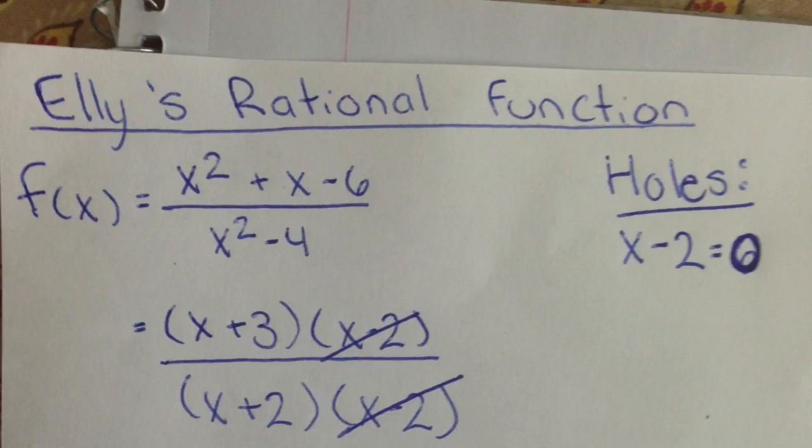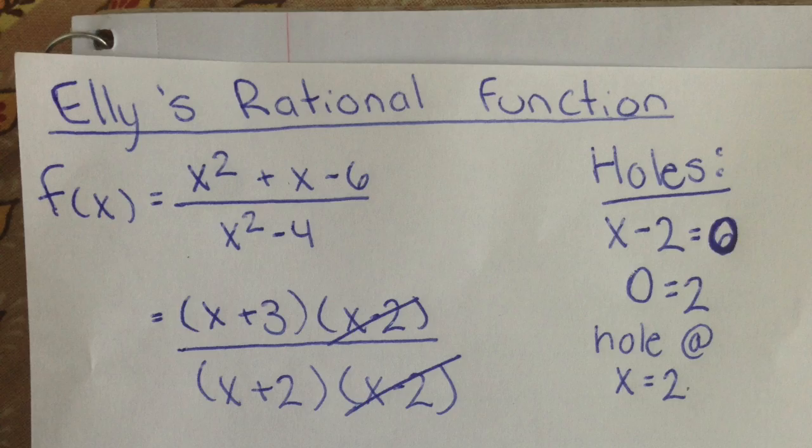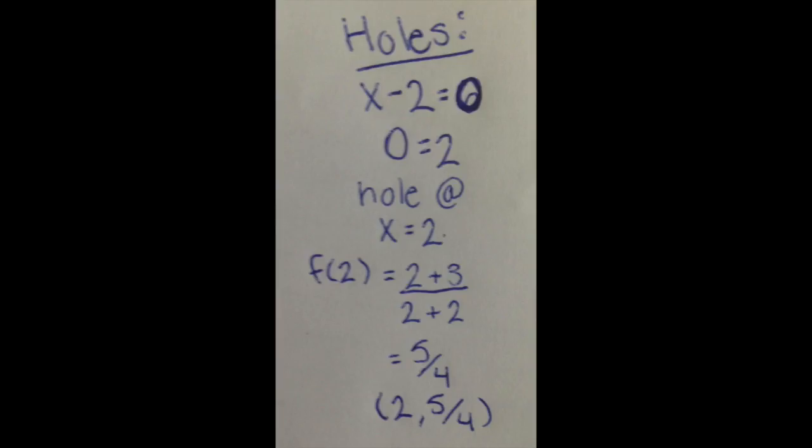To find the holes, we can set the common factor, the one that we canceled out, to equal 0, and find x. The hole here is that x equals 2. To find that point, we can put 2 into our simplified equation. Our hole is at the point 2, 5/4.